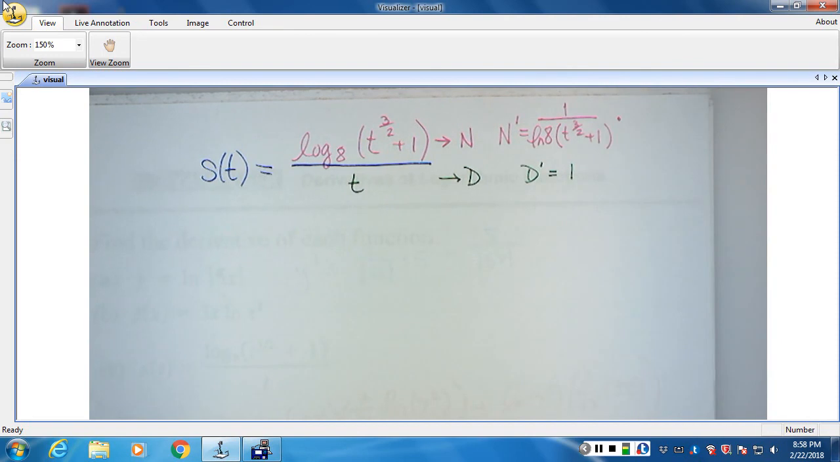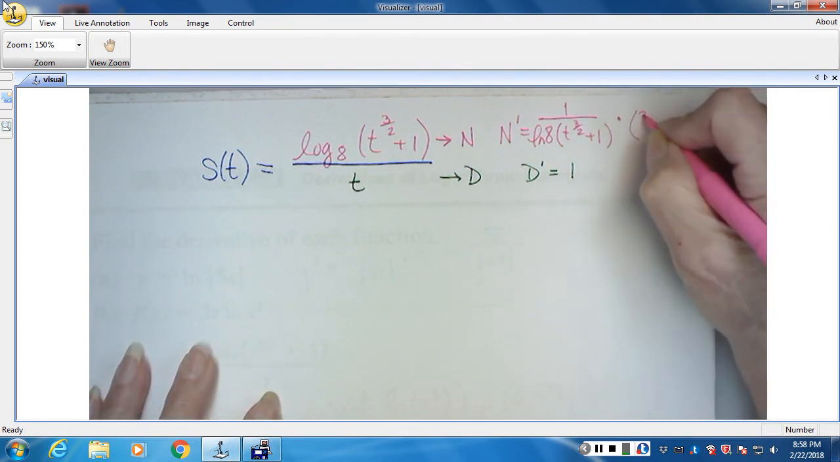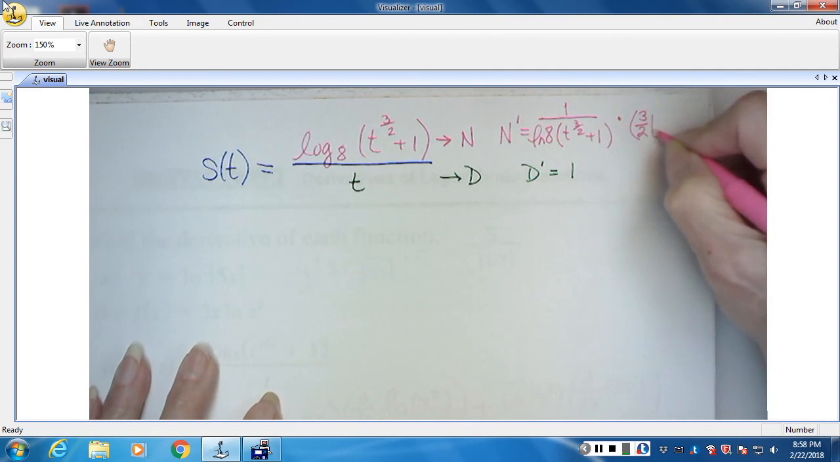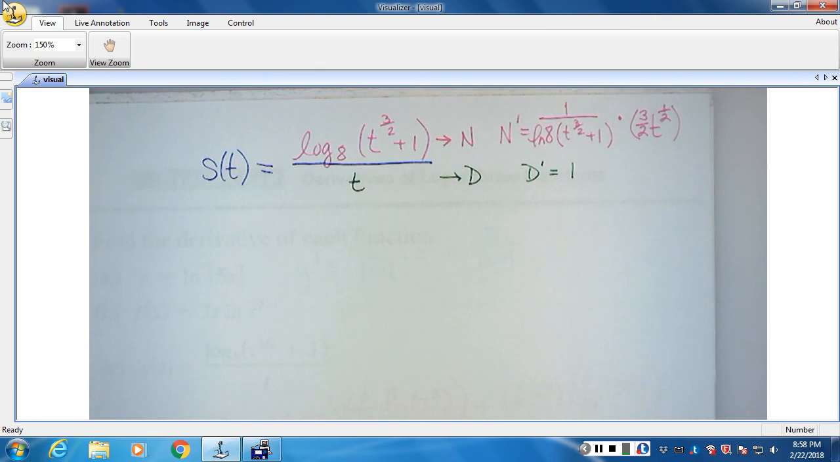So it's going to be 1 over the natural log of the base, which is 8, times the expression, t to the 3/2 power plus 1, times the derivative of t to the 3/2 power plus 1, which is 3/2 t to the 1/2 power plus 0. Now I'm ready to combine everything. Does everybody know where the derivatives came from? How we got those?